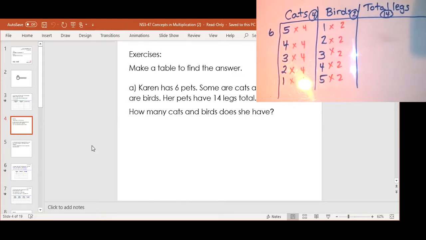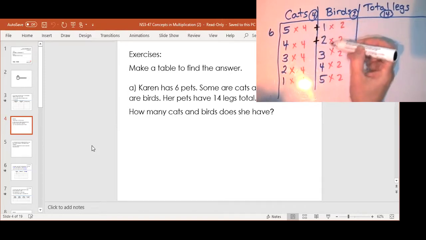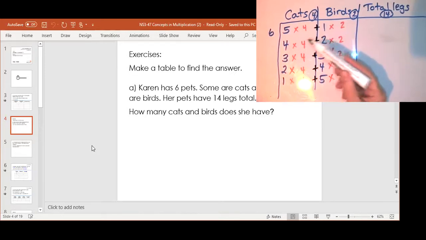Okay, so, and then remember, we have to add these together. So this little line in the middle is like saying add. We're going to add how many cats' legs and how many birds' legs together till we get 14. When we get 14, we don't have to do any more. We could stop the question. So we don't have to do them in order either. We could jump to the one that we think is right.